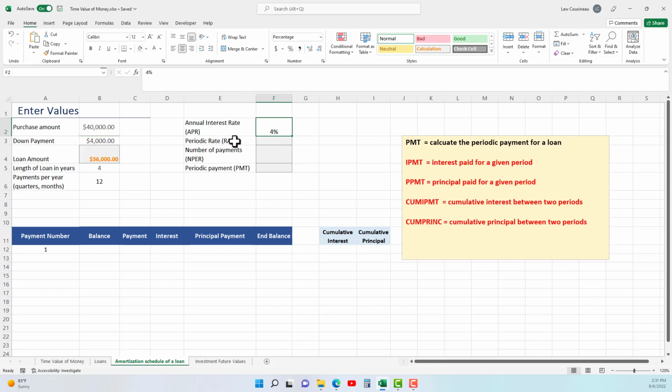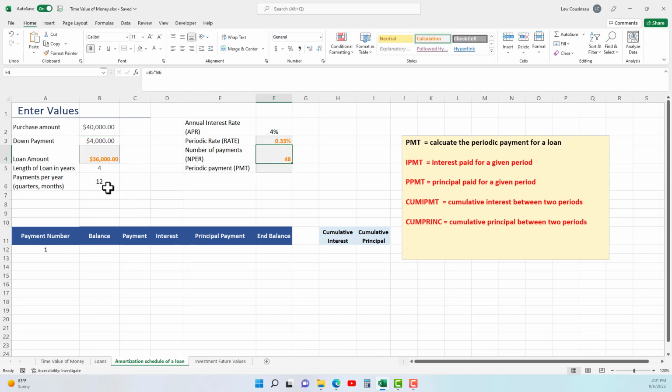What is the periodic rate, right? If we're doing 12 payments per year, our period is months. So I need to take that 4% and divide it by the number of payments, which is our 12. So that is our periodic rate. How many payments will we be making? Well, if it's a 4-year loan and there's 12 payments per year, it's 48.